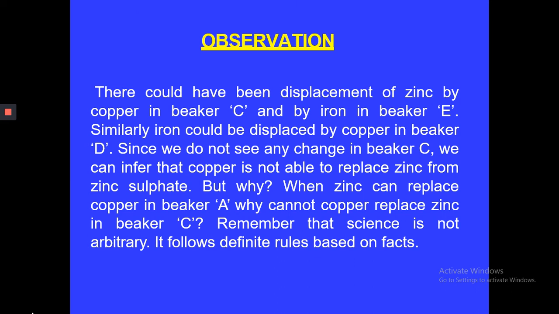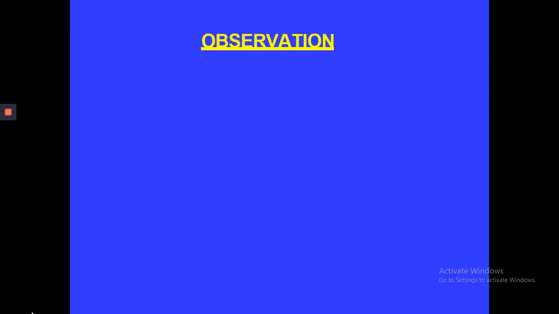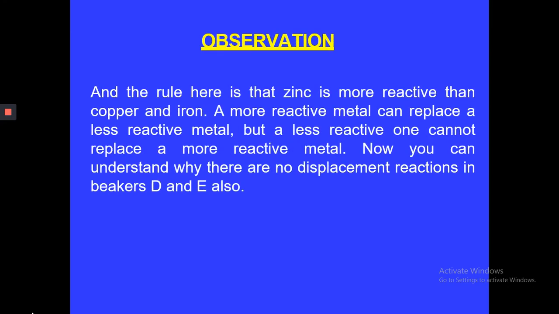Remember that some metals are more reactive than others. So only more reactive metals will displace the less reactive metals. As the rule here, zinc is more reactive than copper and iron. A more reactive metal can replace the less reactive metals, but a less reactive metal cannot replace the more reactive metal. Now we can understand why there is no displacement reaction in beaker D and beaker E.